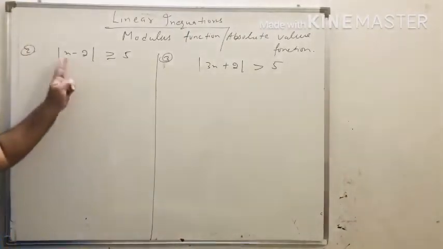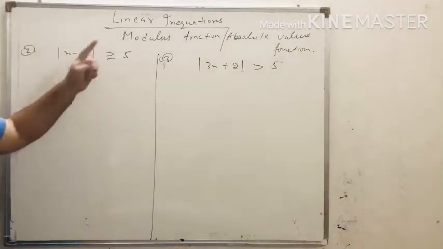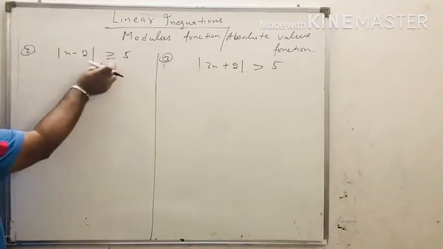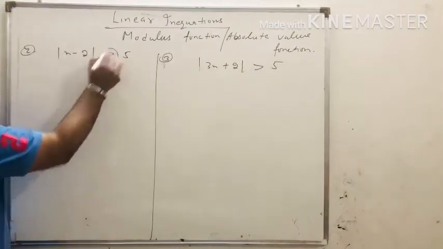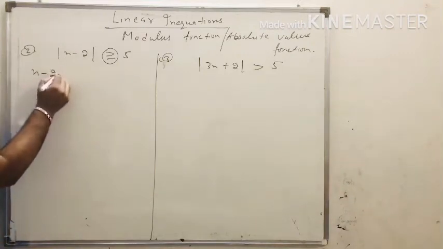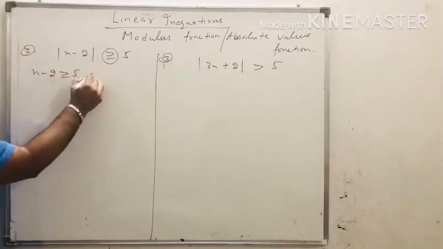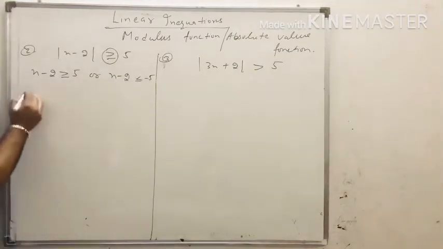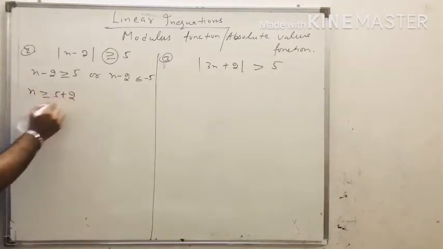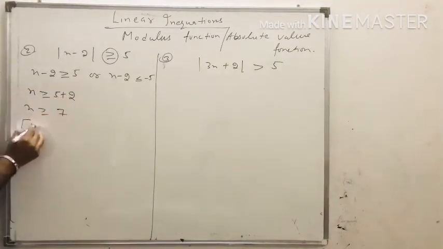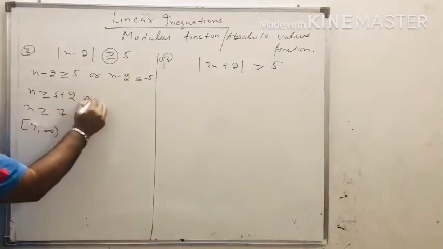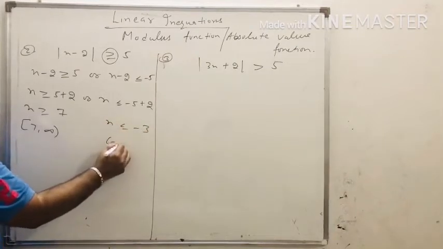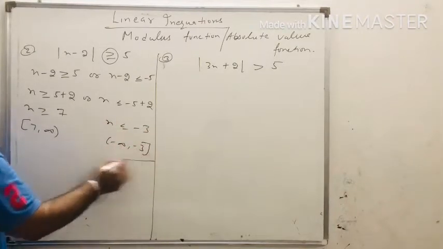The second example of modulus function when the sign is greater than. Now in this question, modulus of x minus 2 greater than or equals to 5. The sign is greater than. It means either x minus 2 greater than or equals to 5 or x minus 2 less than or equals to -5. So x greater than or equals to 5 plus 2, x greater than or equals to 7. This becomes 7 to infinity. Or x less than or equals to -5 plus 2, x less than or equals to -3. So minus infinity to -3.